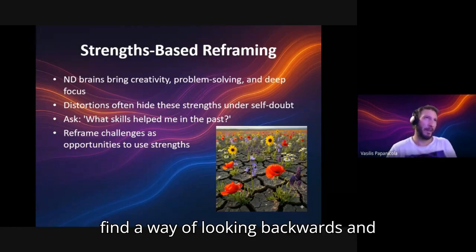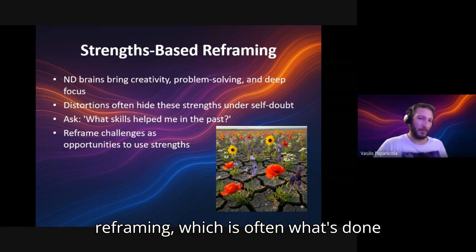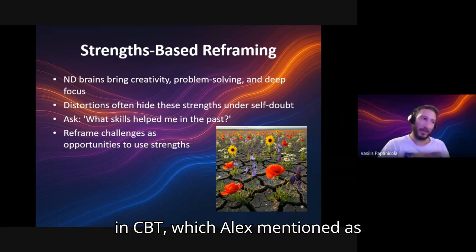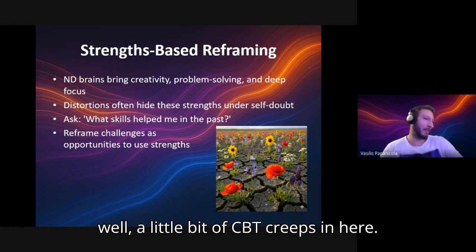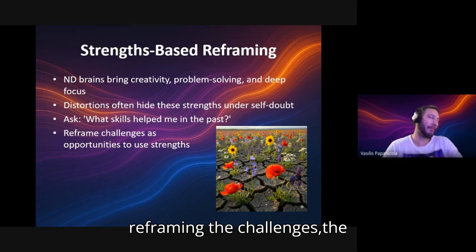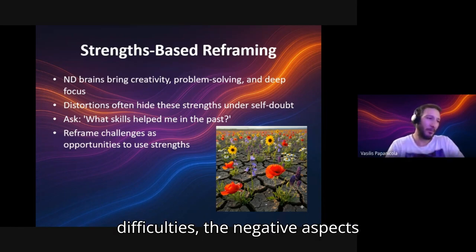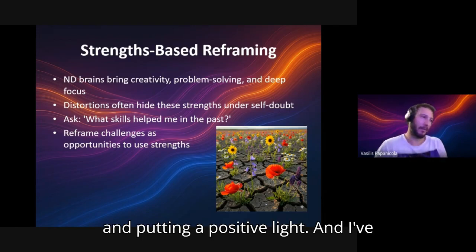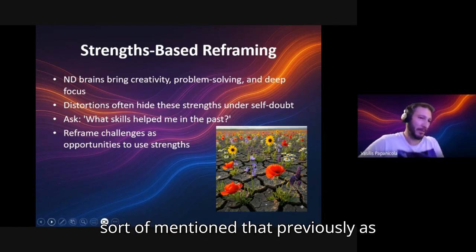But if we can find a way of looking backwards and reframing, which is often what's done in CBT, which Alex mentioned as well, a little bit of CBT creeps in here. And ways of reframing our thoughts, reframing the challenges, the difficulties, the negative aspects, and putting a positive light. And I've sort of mentioned that previously as well.